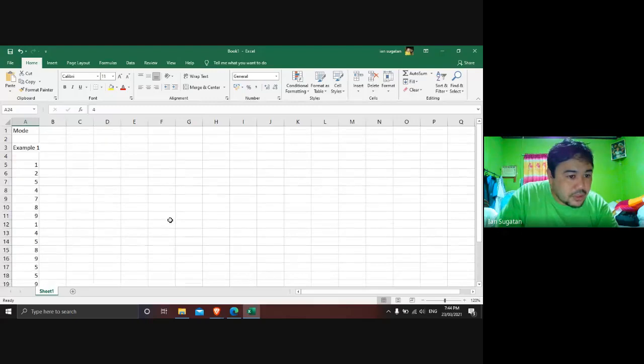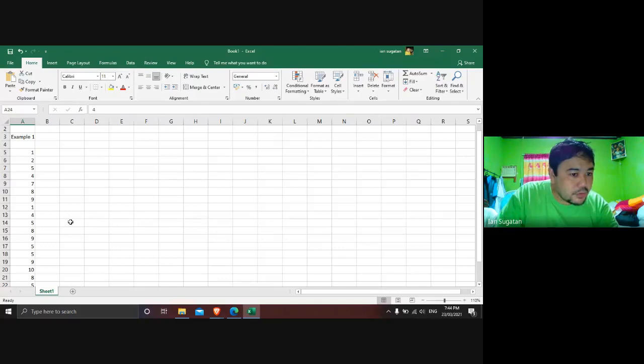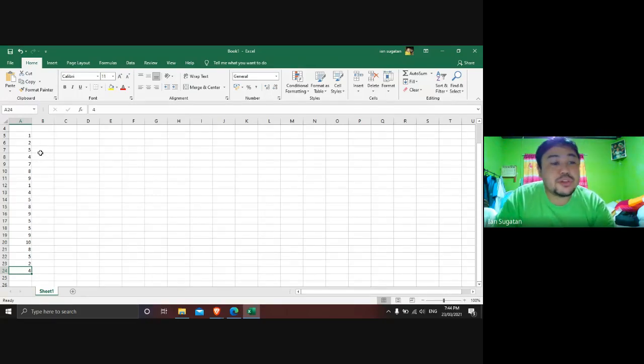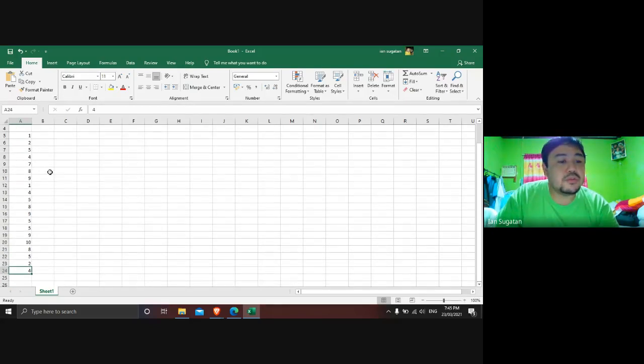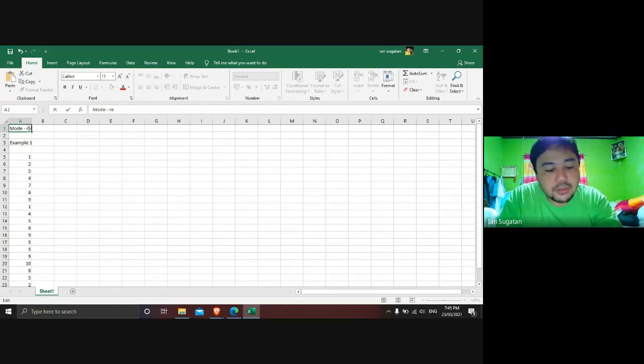Okay, so we have 20 sets of numbers in our example number one. This is an even set, guys. Now, the mode is just a repeating number. So that we cannot forget what the mode is, let's label this as the repeating number.